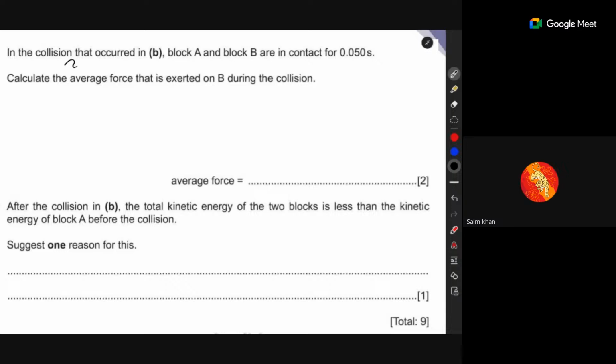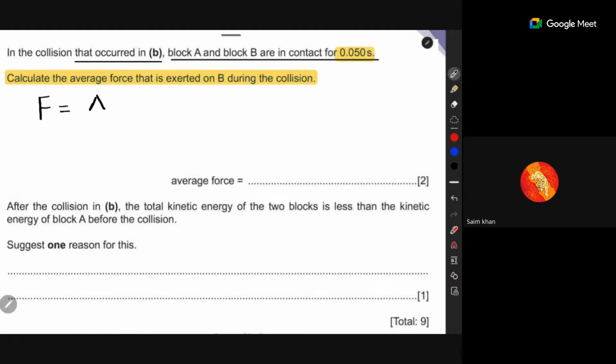Okay. Now, in the collision that occurred, block A and block B are in contact for how much time? 0.05 seconds. Calculate the average force exerted by block B during this collision. So this is another critical question. I told you that the force is basically equal to change in momentum divided by time taken.